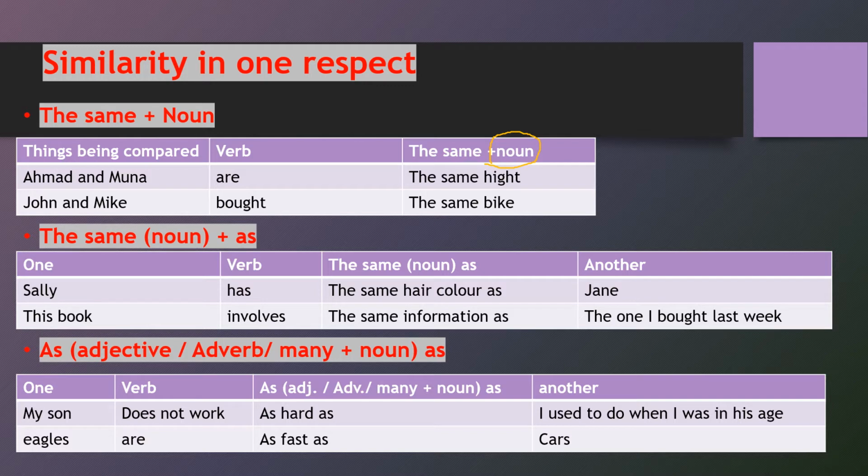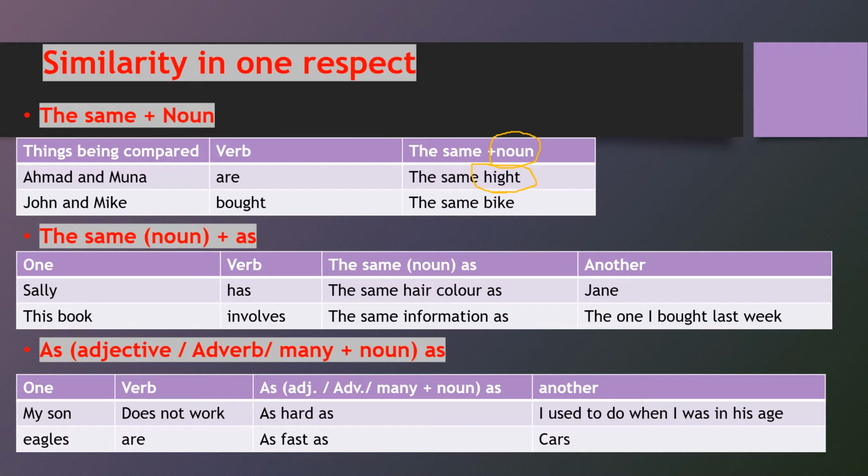Okay, the examples. Ahmed and Muna are the same height. Ahmed and Muna, you are comparing both Ahmed and Muna, and both of them are before the verb. The verb are, remember, here it's a main verb, it's not an auxiliary. And then it's followed by the tool, the same. And then height, this is the noun.